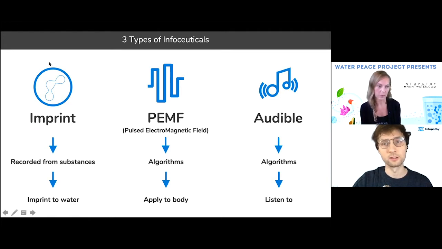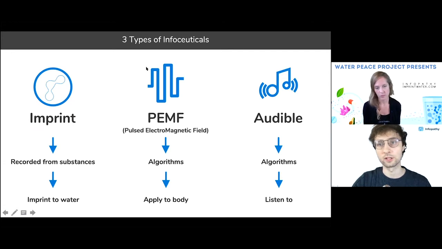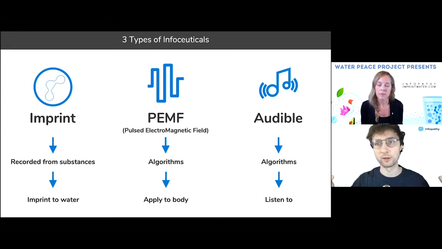The first one is imprint. Those are the type of infoceuticals we talked about previously; they are recorded from substances. The best way of using them is to imprint them to water and then drink that water. Another type of infoceuticals, and we'll talk about them as well today, are PEMF, pulsed electromagnetic fields. It's actually a pretty popular type of signal. There are many devices that can emit PEMFs, or even some big devices like a mat where you can lay down and PEMF will be emitted to your body.